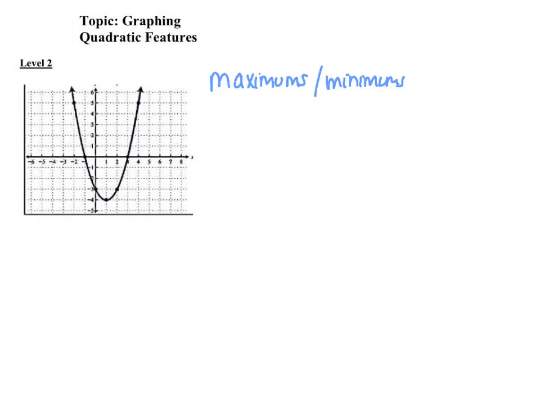Maximums and minimums are the highest or lowest points of a graph. Looking at the graph here, this point is going to be a minimum.